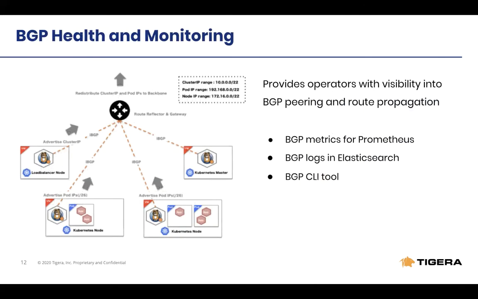Okay. Next up, BGP Health and Monitoring. As I mentioned earlier, BGP is really at the core of how Calico works. It enables some really cool topologies in terms of the peering that's happening, not just within your cluster, but how you're able to peer into various forms of on-prem infrastructure that you might have, top of rack switches and things like that. One of the challenges we had heard from customers is just having visibility into how this BGP peering and route propagation is happening.